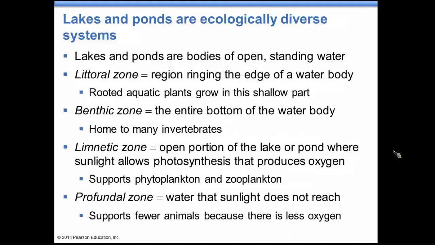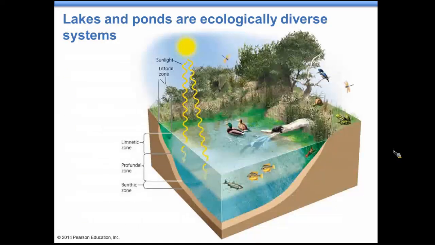There's a couple zones. There's the littoral zone, the region ringing the edge of a water body. The benthic zone is the entire bottom of the water body. The limnetic zone is an open portion of the lake or pond where sunlight allows photosynthesis that produces oxygen. Then deeper in the water, where the sunlight does not reach, is the profundal zone, which lacks plant life. And here we just have a picture of all of them: the benthic at the bottom, the profundal, the limnetic, and then the littoral.